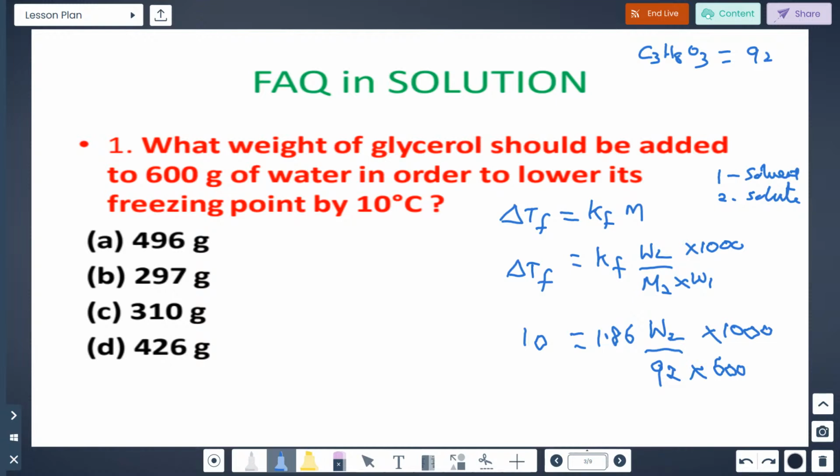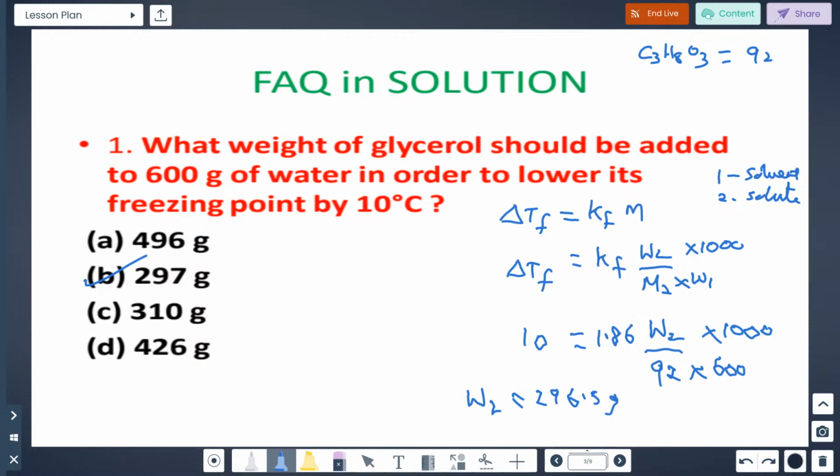In this case, the value will be nearly 296 point something. 296.5 we will be getting. So W2 is nothing but 296.5 gram. This answer is nearest to one of the options in the sum. Option B is the correct one. Understood? Are you following? Okay.